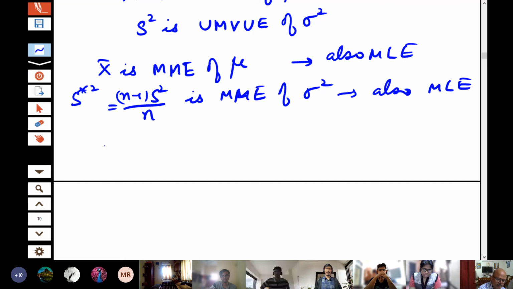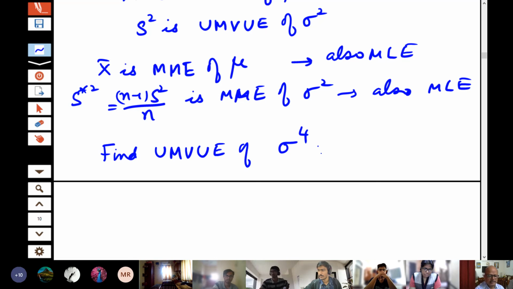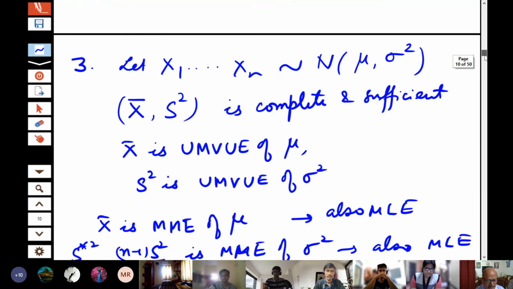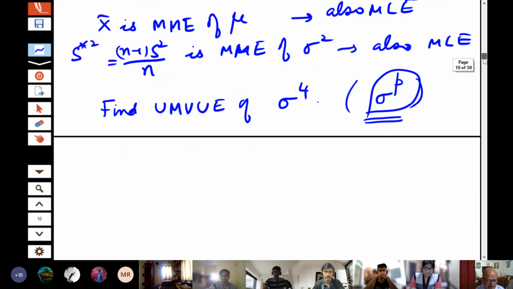So I am asking you now, find the UMVUE of sigma to the power 4. In general I can pose the problem: estimate sigma to the power p. Rather than just sigma to the power 4, because if you put p equal to 4, you will get the special case. So please solve this problem. I have already given you the essential ingredients here: the complete sufficient statistics, basic UMVUEs, MLEs, etc. So find the UMVUE of sigma to the power p, and as a consequence find it for sigma to the power 4. Please solve this problem and tell me the solution.